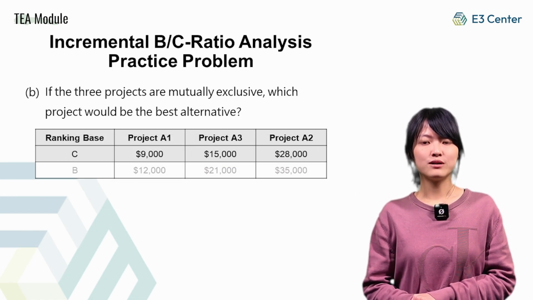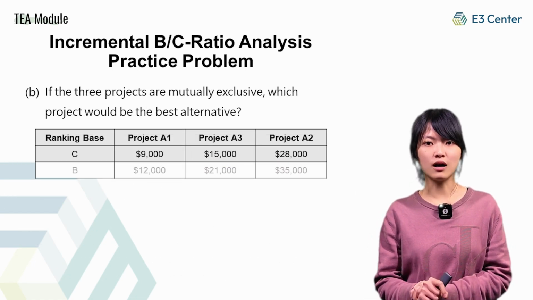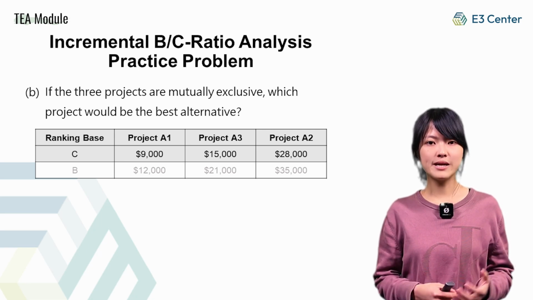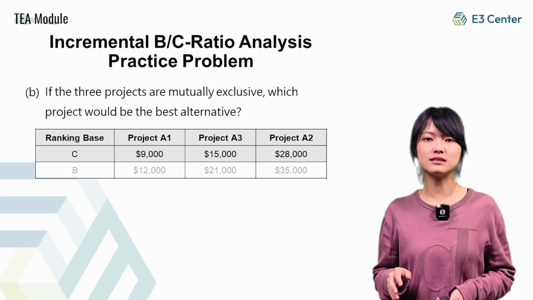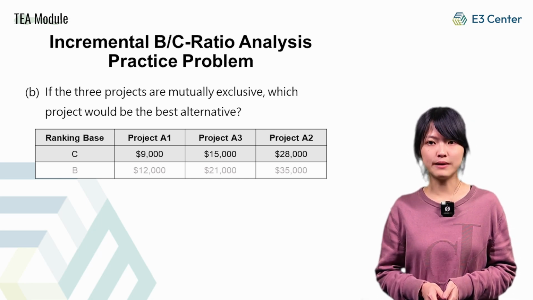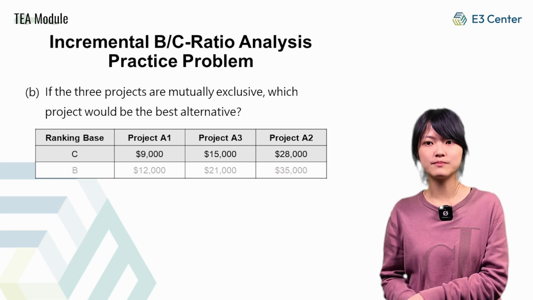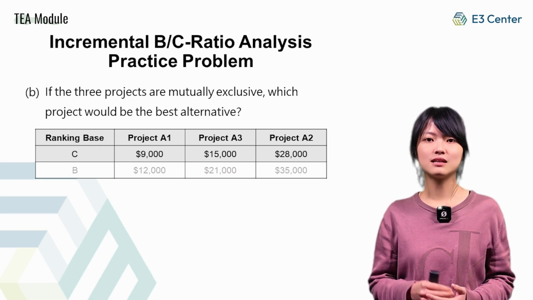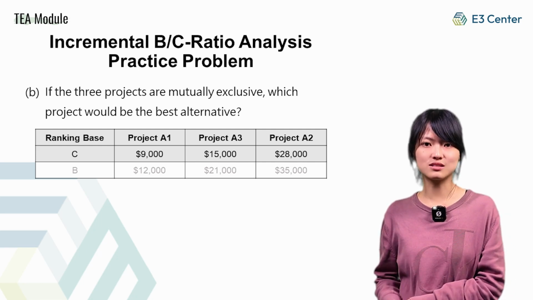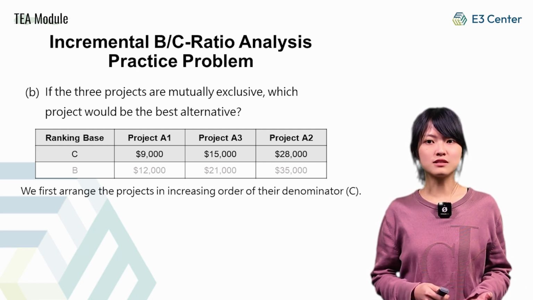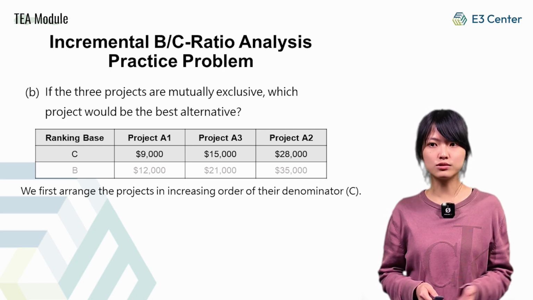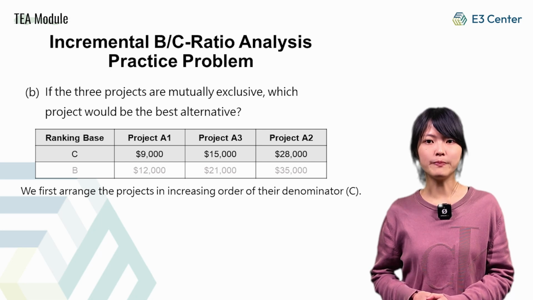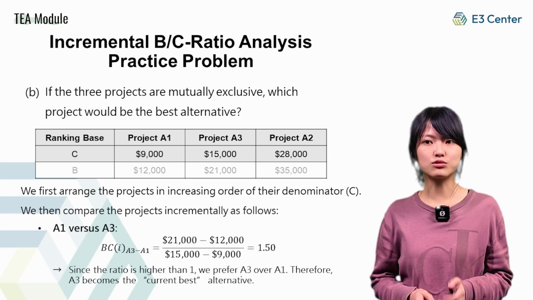For part B, we need to determine the best project to undertake. We will use an incremental analysis approach. We'll compare projects by incrementally analyzing the additional cost and benefit of one project over another to ensure we select the project that maximizes the net benefit relative to additional cost. So in this example, we first arrange the projects in increasing order of the denominator C for the BC criteria. We then compare the projects incrementally.